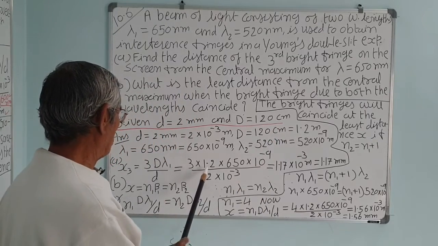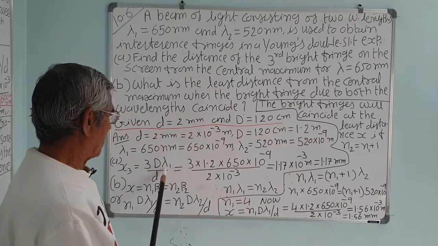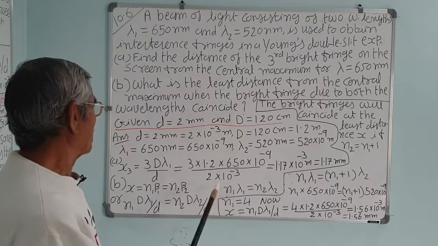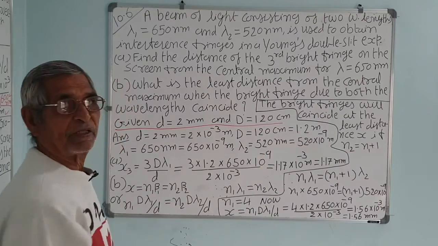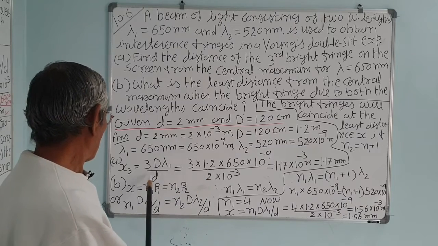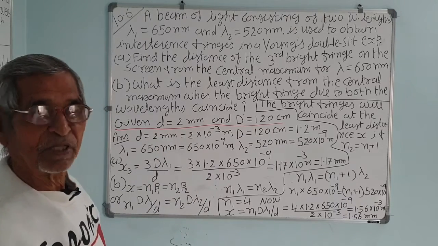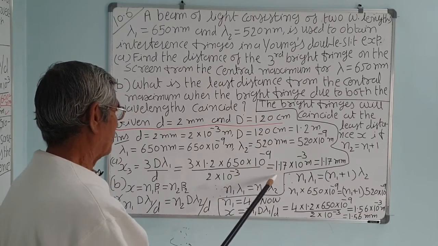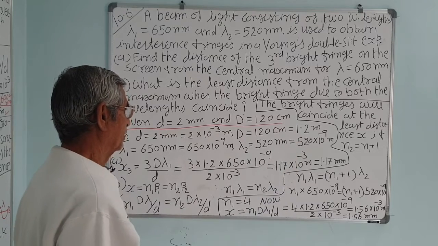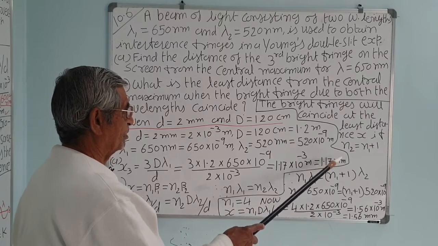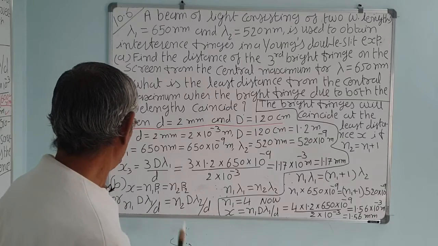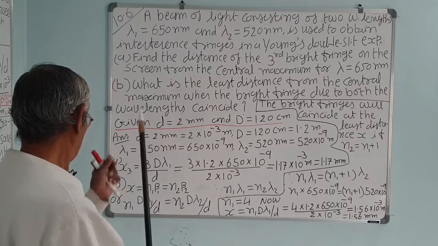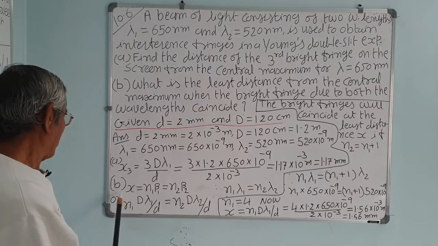So D is 1.2 meters and lambda 1 is 650, that is for this lambda, into 10 raised to minus 9 meter, since it is a nanometer, upon small d, which is 2 millimeter, that is 2 into 10 raised to minus 3 meters. Correct? You can write units also. This comes to about 1.17 into 10 raised to minus 3 meter, that is 1.17 millimeter. It is always in millimeter or sometimes centimeter, depending upon the wavelength. Second, B.